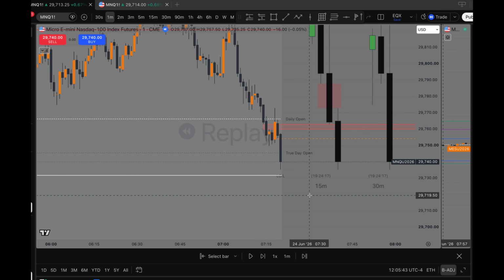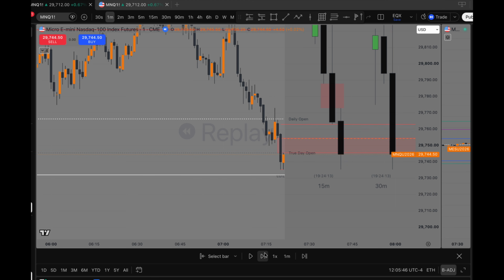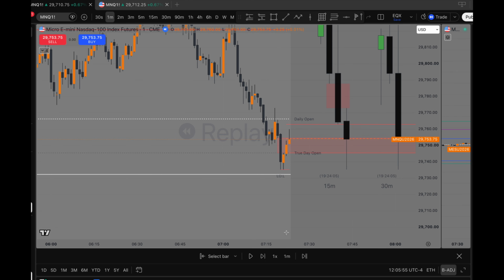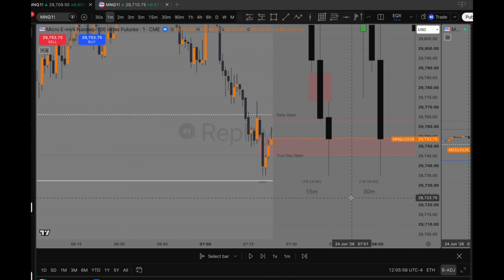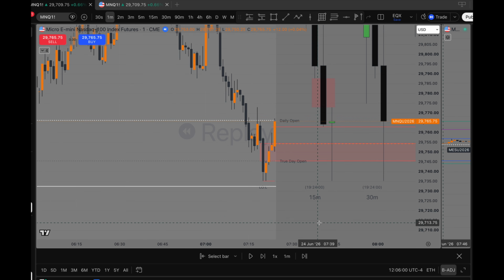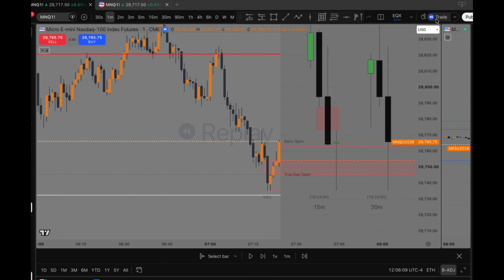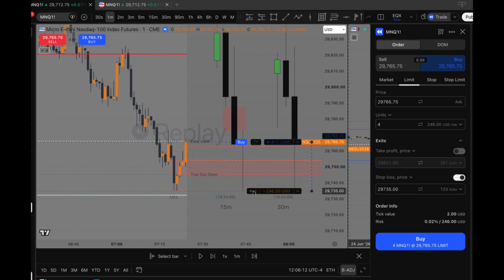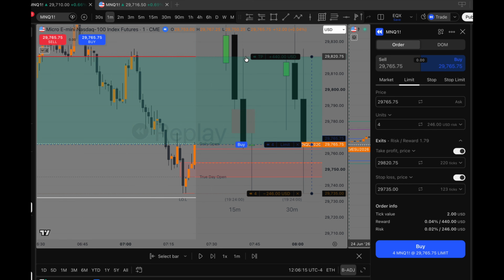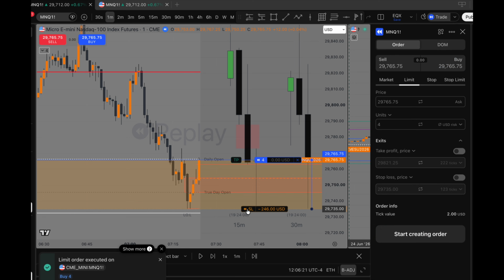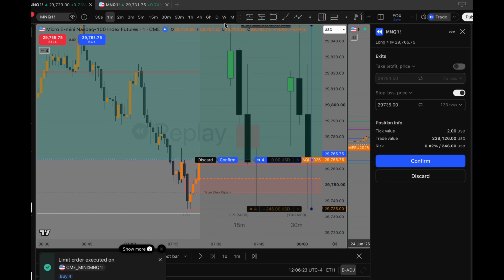We continue lower, we expand, and now we failed to test the value area low. Now I see that we displace with aggression. We have an IFEG, a CISD, and now I'm interested. Now I want to go long. I put my stops underneath the low. I will either target the point of control or the value area high.